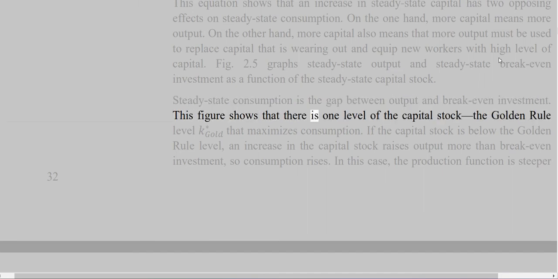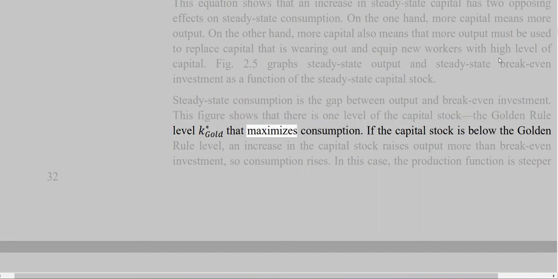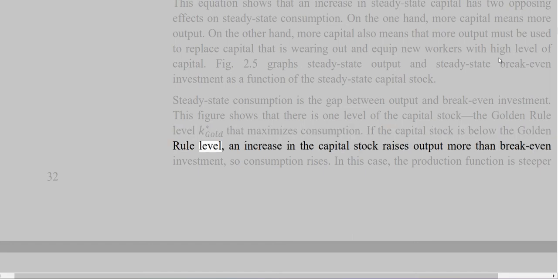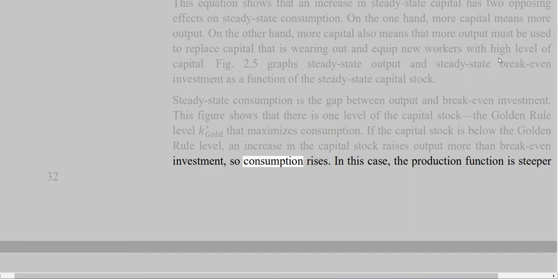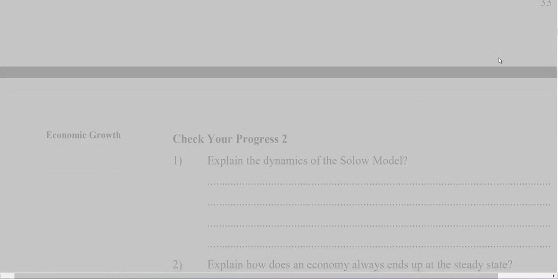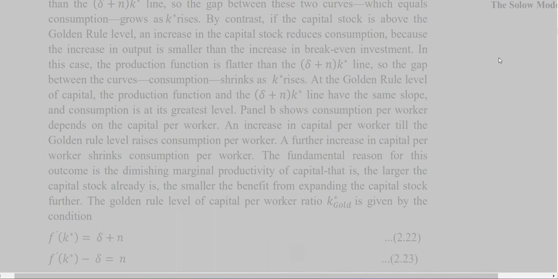This figure shows that there is one level of the capital stock, the golden rule level k*gold, that maximizes consumption. If the capital stock is below the golden rule level, an increase in the capital stock raises output more than break-even investment, so consumption rises. In this case, the production function is steeper than the (δ + n)k line, so the gap between these two curves, which equals consumption, grows as k* rises.